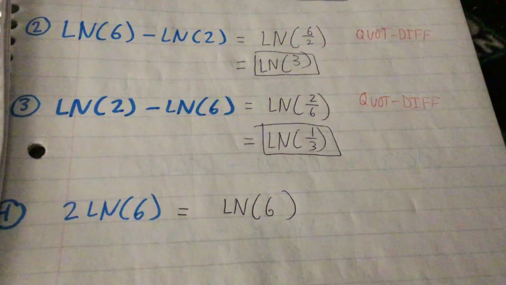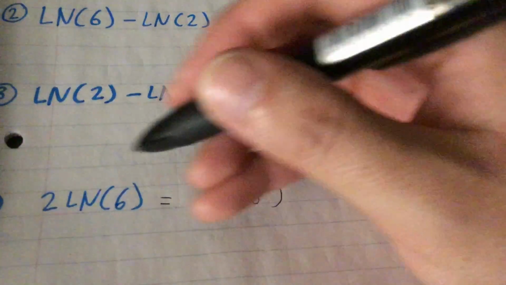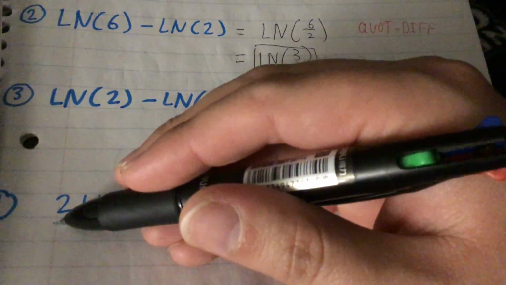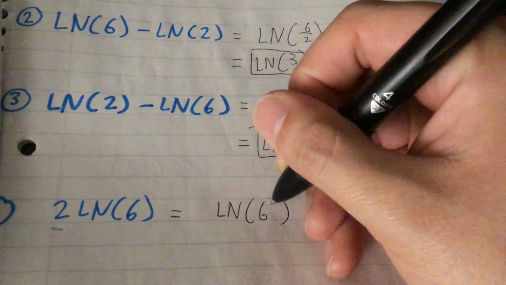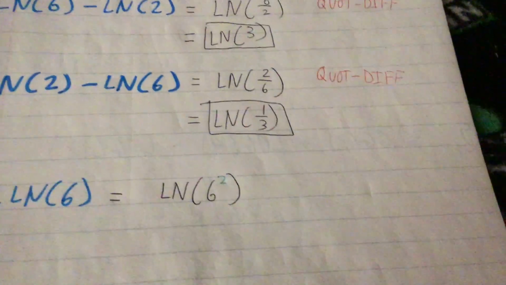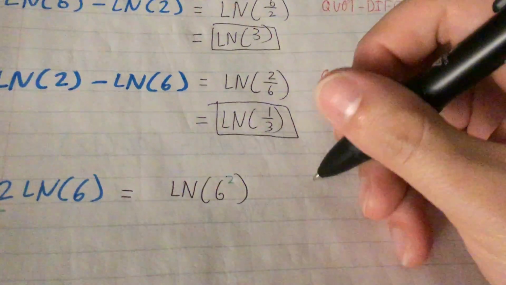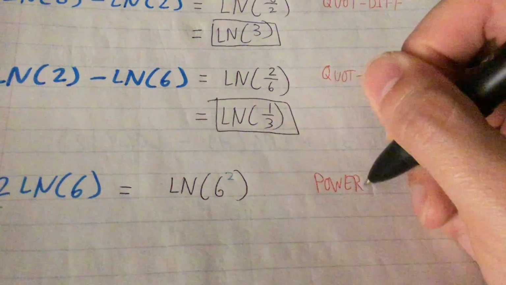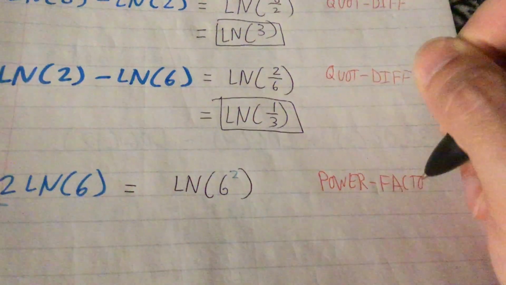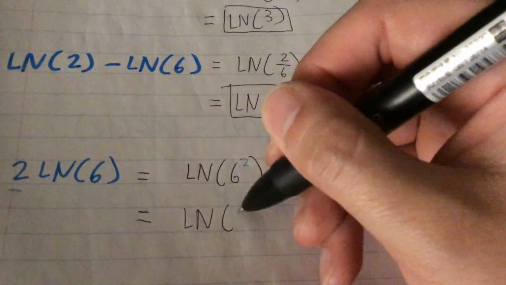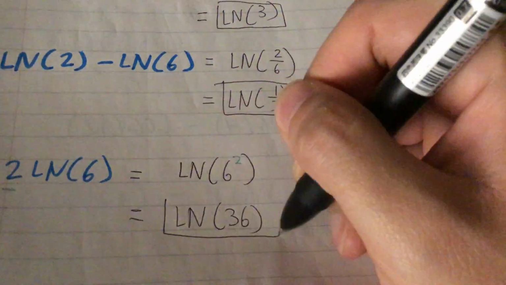However, I'm going to pull this 2 inside of the logarithm. I'm just showing you that I'm going to take this 2 and put it inside the logarithm, so 2 natural log of 6 becomes the natural log of 6 squared because of the power factor rule. The factor becomes the power in this case. And just to simplify this, 6 squared is 36. So this is the natural log of 36.